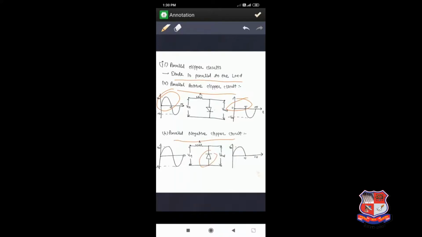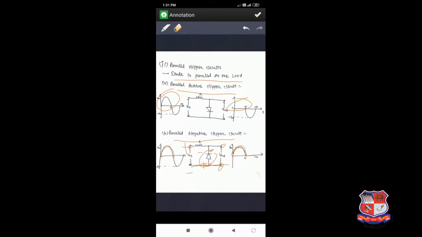In that, during the positive cycle, the diode is in reverse bias: positive is connected with minus, minus connected with positive. It is connected in reverse bias, so it acts as an open switch, so the output voltage is equal to the input voltage, so we get output for this positive cycle. Remember that in a parallel circuit, if the diode is in reverse bias, then we get output, and in a series circuit, if the diode is in forward bias, then we get output.